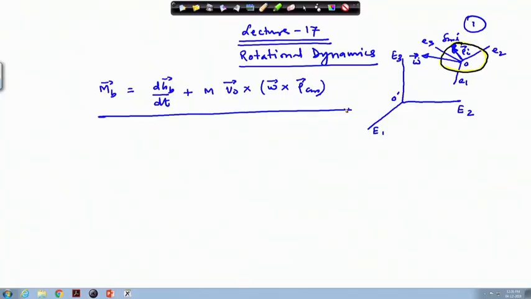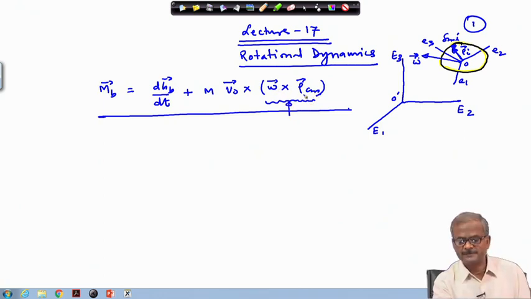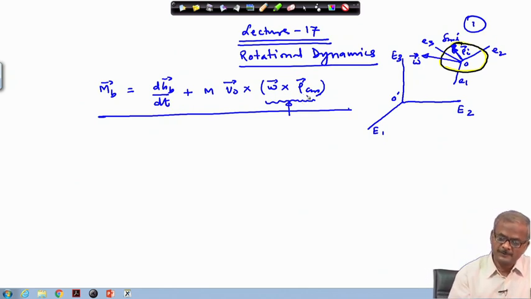Welcome to the 17th lecture on rotational dynamics. If we remember, in the last class we derived this particular equation. One particular equation which may be of concern is that omega cross rho Cm we have inserted there. So, where is it coming from?